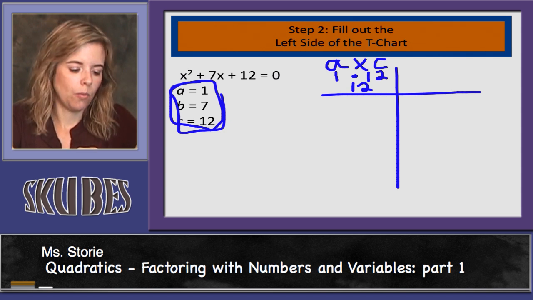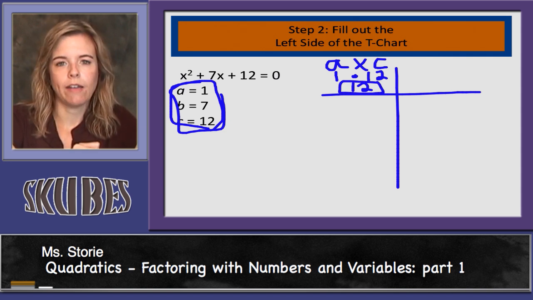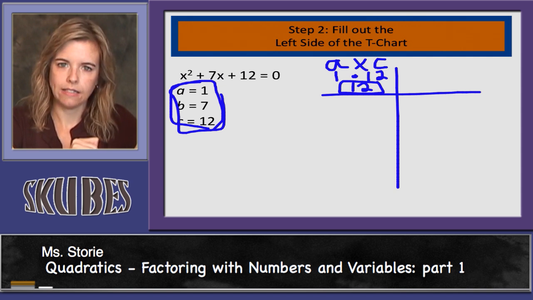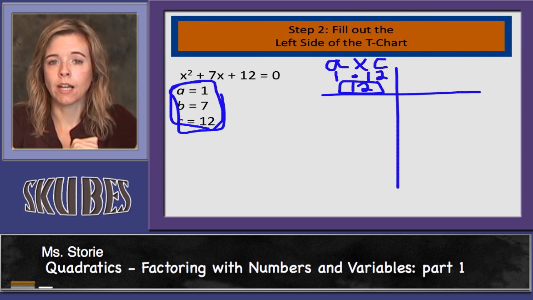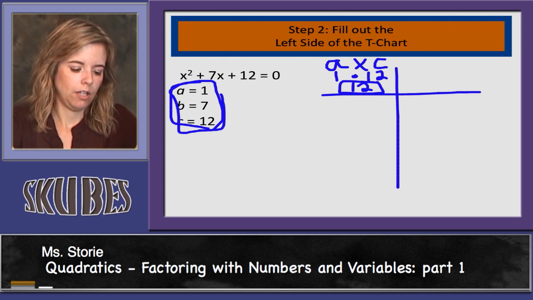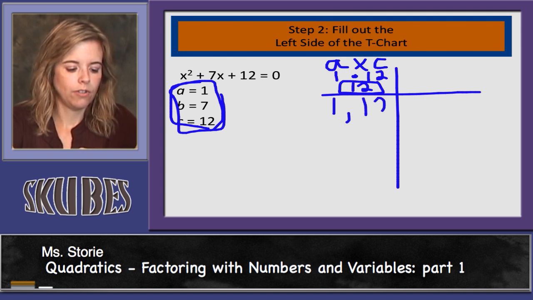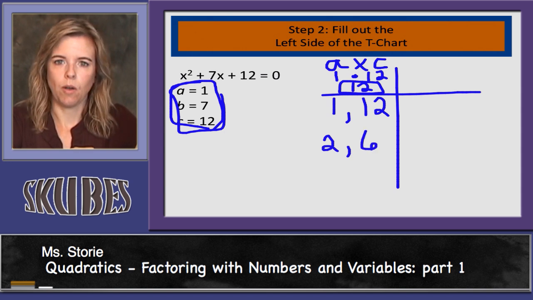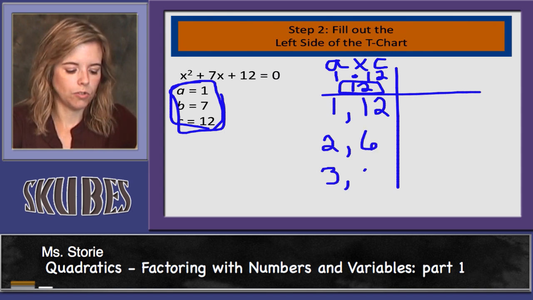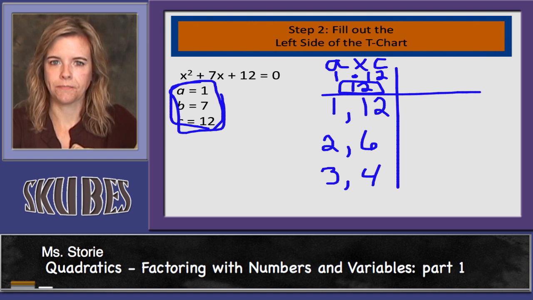On the left side of the t-chart, once you find the number you're looking for, you now have to list all the factors that create the number 12. In other words, what numbers can I multiply to make 12? Well, I know that 1 times 12 is 12. I also know 2 times 6 can be 12. And I can also multiply 3 times 4 and get 12.